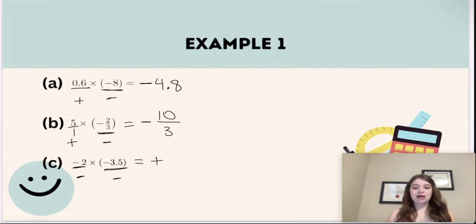Then I must multiply 2 by 3.5. Now, 2 times 35 would be 70. Whereas 2 times 3.5 would therefore be 7, right? Because it'd be a 70 with a decimal place over. So therefore, the answer here is positive 7, or just 7 is fine too.